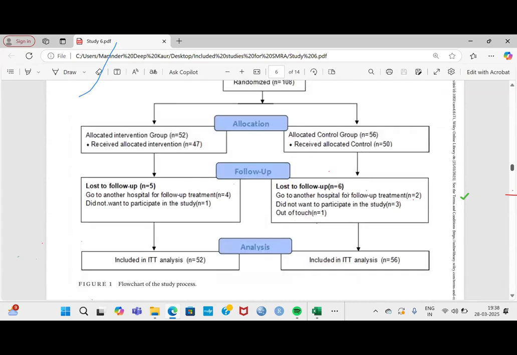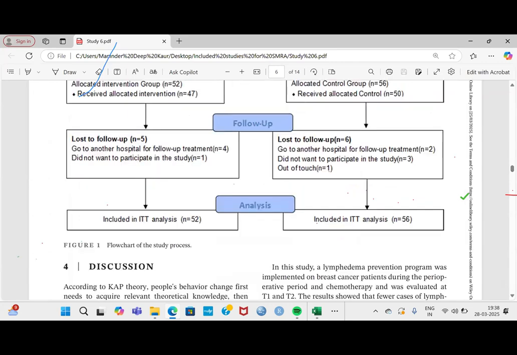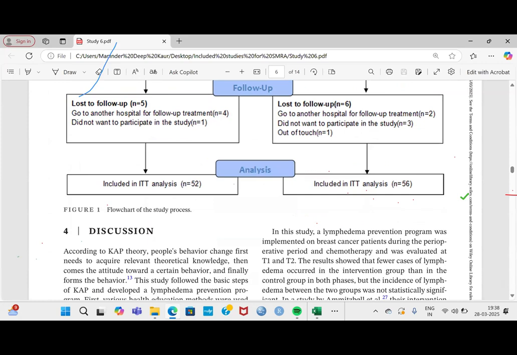Because they have done the intention to treat analysis, sir, 52 in the intervention and 56 in the control group. So we will put this number in the experimental group. Again, we have to see whether the investigator had performed the per protocol analysis or intention to treat. So they have performed the intention to treat analysis. So we need to put 52 in the intervention group and 56 in the control group.